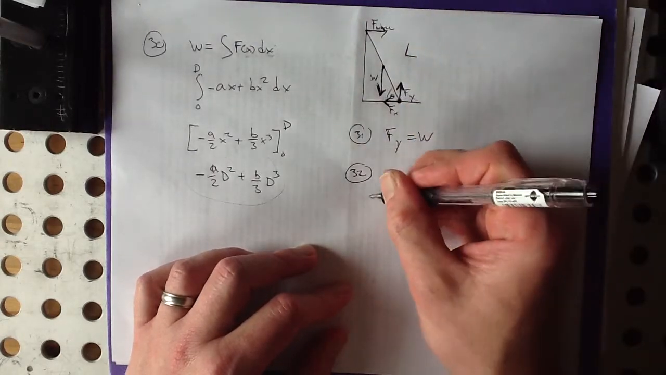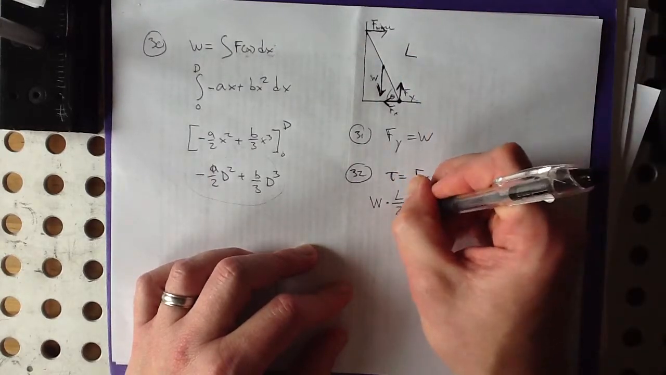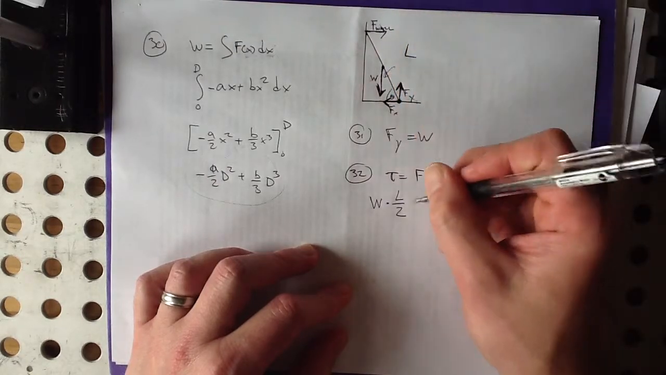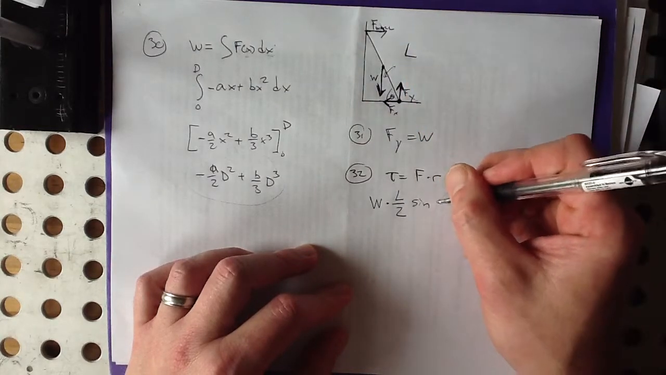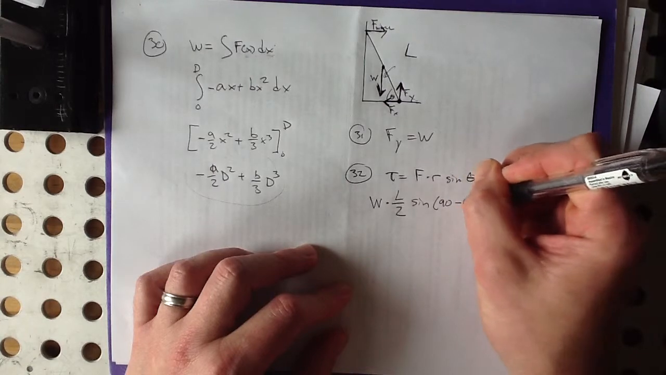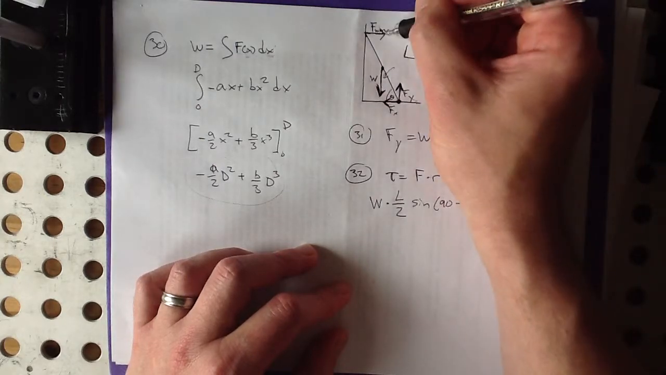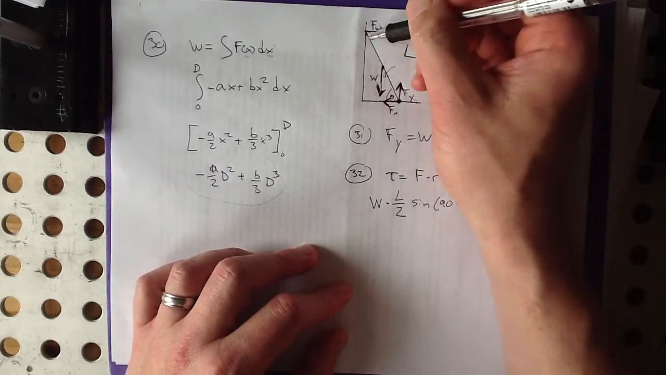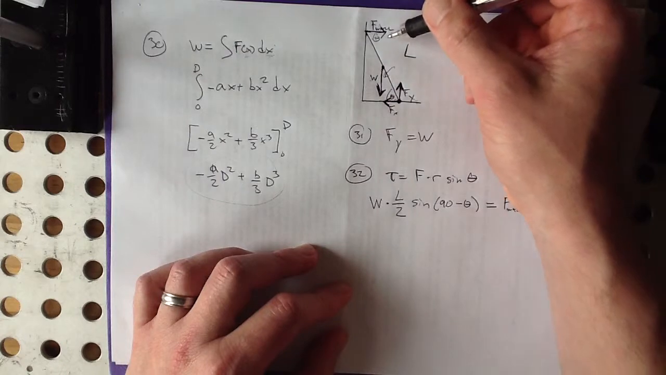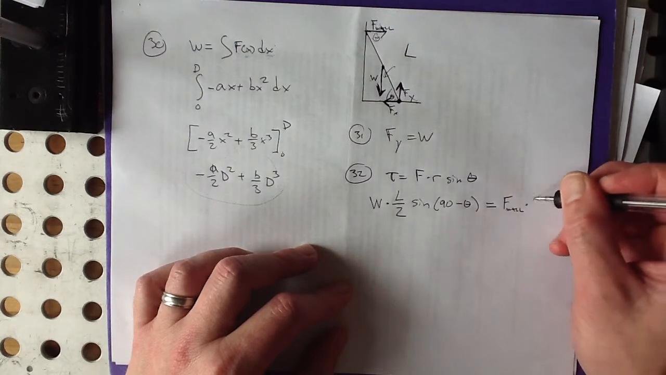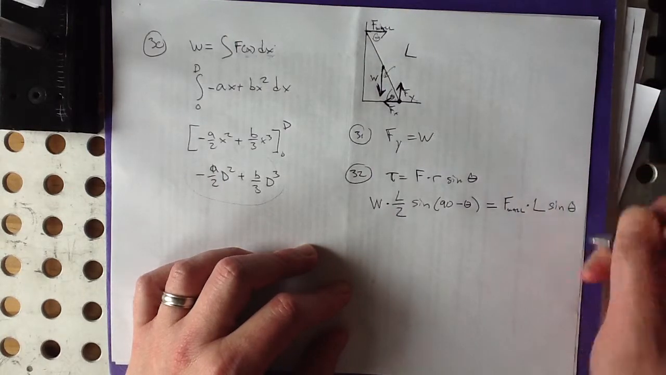This force is W. The radius is half the length of the ladder. And the angle here, it's actually not theta, right? It's the complement of theta. So that would be 90 minus theta. And that's got to be equal to the other torque. Those are opposite interior angles, so that is theta. So that's the force of the wall that we're looking for, times the radius, which is the full length L, and sine of theta.